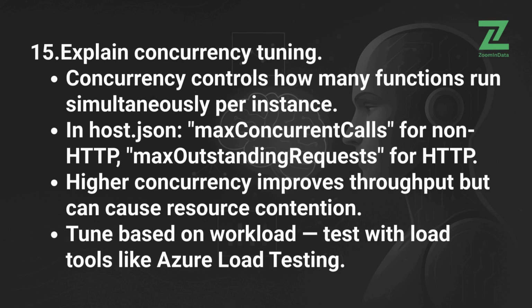Explain concurrency tuning. Concurrency controls how many functions run simultaneously per instance. In host JSON, max concurrent calls for non-HTTP, max outstanding requests for HTTP. Higher concurrency improves throughput but can cause resource contention. Tune based on workload. Test with load tools like Azure Load Testing.